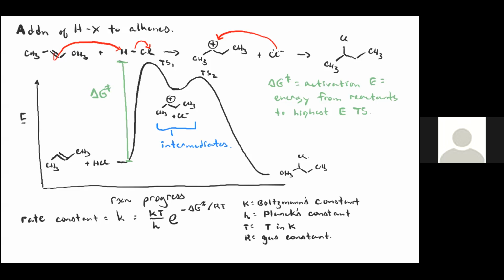We can simplify this equation by lumping kappa, T, and h all together. And so we can just say k is proportional to e to the minus delta G double dagger over RT, okay? Because we just want to understand the shape of this function. And so if you plot any sort of function, you know, e to the minus x looks something like this, right?